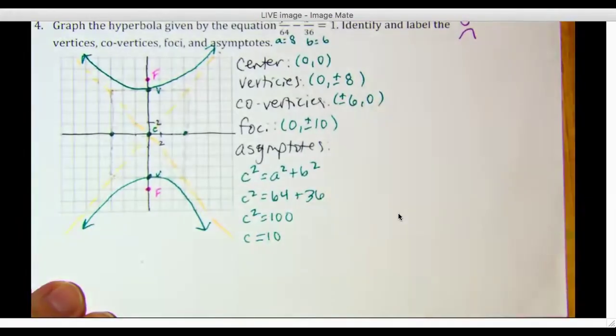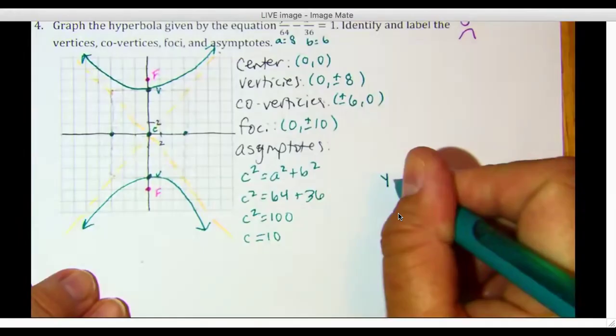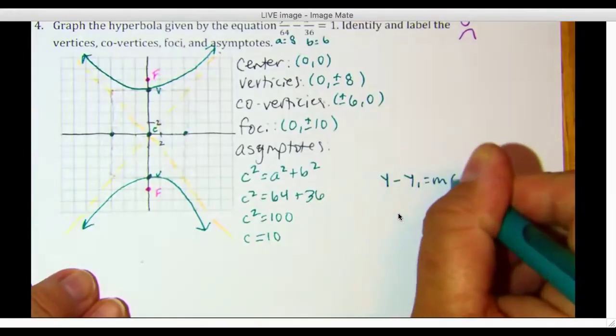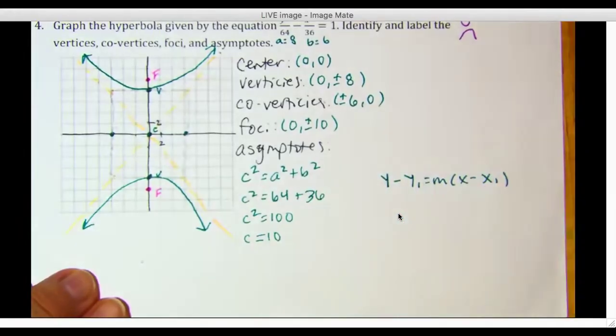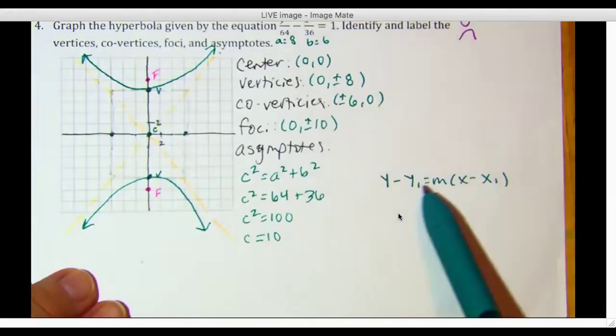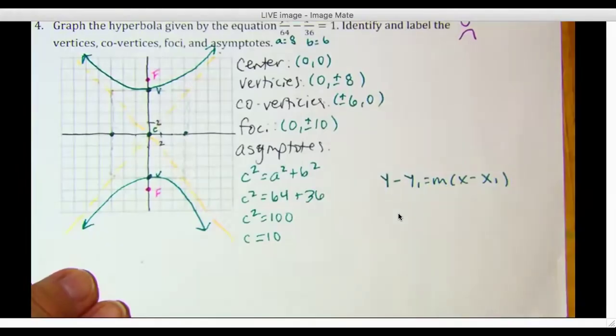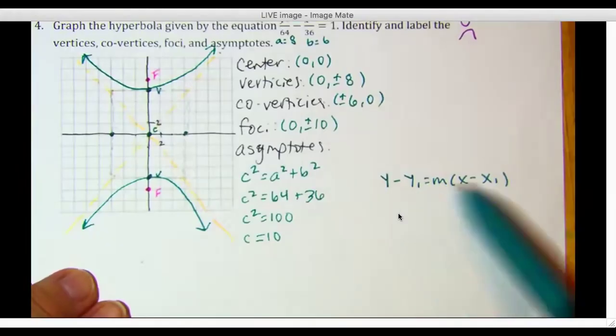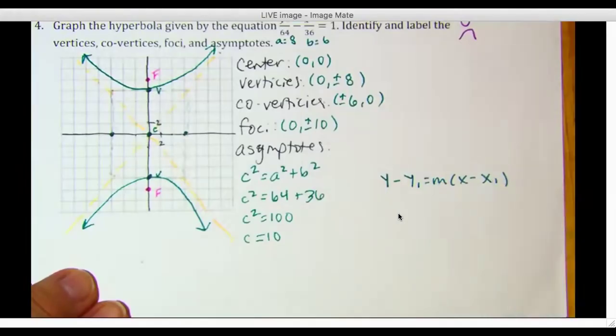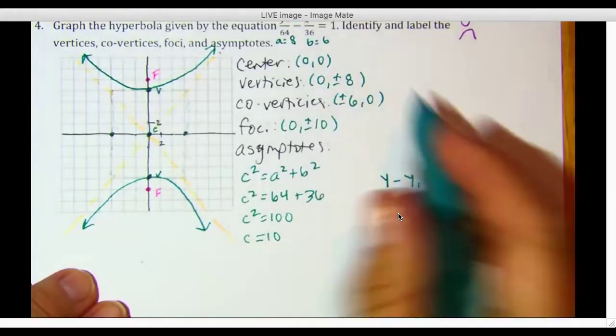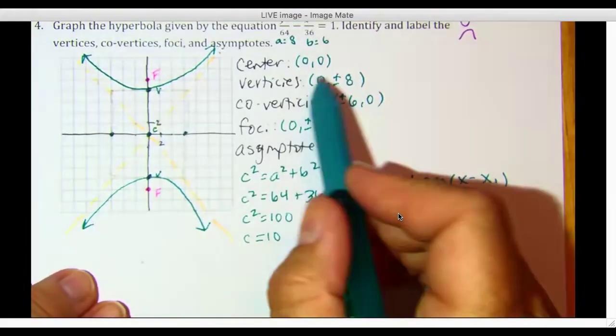So for finding the asymptotes, we're going to use y minus y1 equals m times x minus x1. We used that at the very beginning of the semester back in chapters 1 and 2 for writing linear equations. This is called point-slope form because if we have a point and we have a slope, we can find it. Now, that point that you're plugging in here, the x1, y1, that's always going to be your center. So in this case, we're plugging in 0 for y and 0 for x.